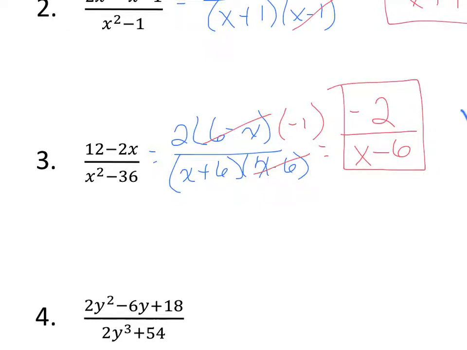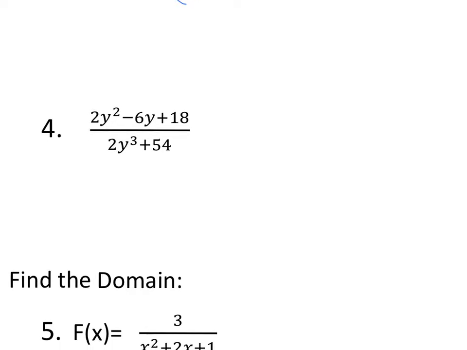For number 4, you might at first think that you need to use AC on this trinomial because of this 2 here, but if you look, the 2 is actually a GCF. So factor out 2 as GCF, and you're left with y squared minus 3y plus 9, which is a standard trinomial. However, it's not going to factor because there are no factors of 9 that add to make 3. So then in the denominator, you also have a GCF of 2.